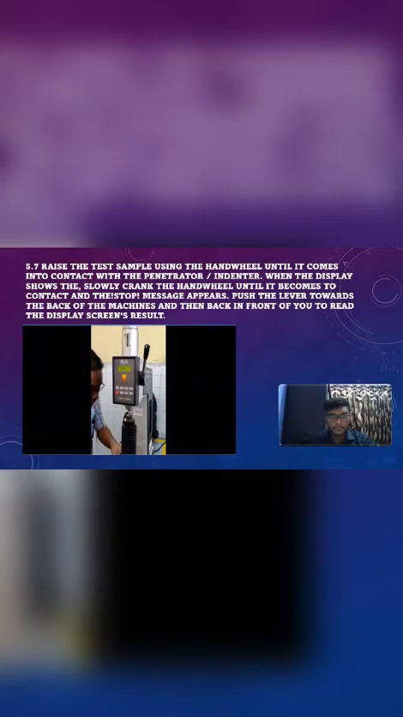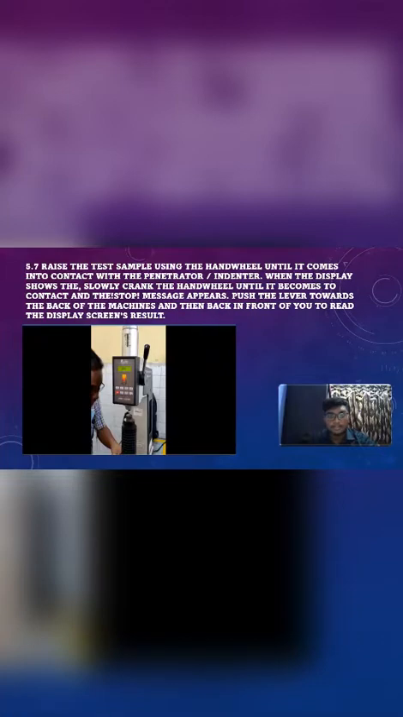5.4. Select the right scale between HRA and HRG by using the scale button, either minus scale or plus scale. 5.5. Turn the wrench to set the load until the mobile indication matches the load requirement. 5.6. Place the sample on the anvil after that. 5.7. Raise the test sample using the hand wheel until it comes into contact with the penetrator or indenter.